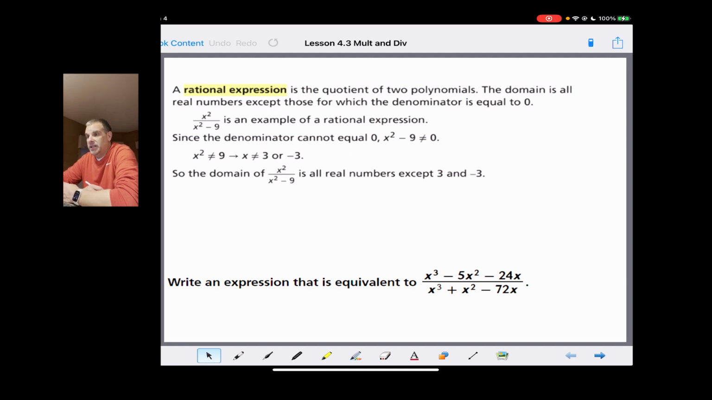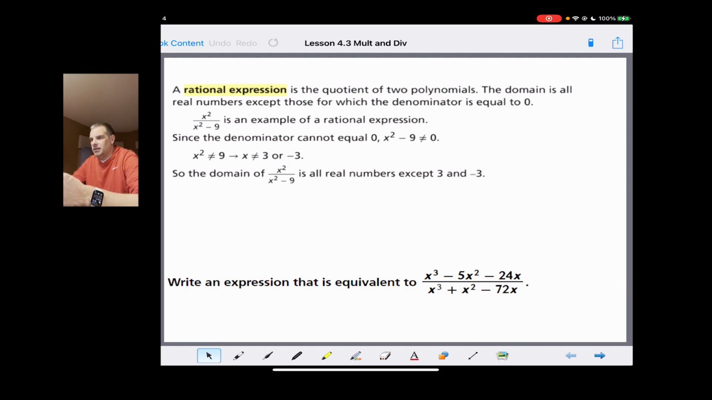So by definition, a rational expression is the quotient of two polynomials. So x squared over x squared minus 9. It's two different polynomials. Yesterday we did things like 5 over x. It's two polynomials. The part we didn't talk too much about yesterday was the domain. The domain, remember, is that x value, how far it can go left and right on the graph.